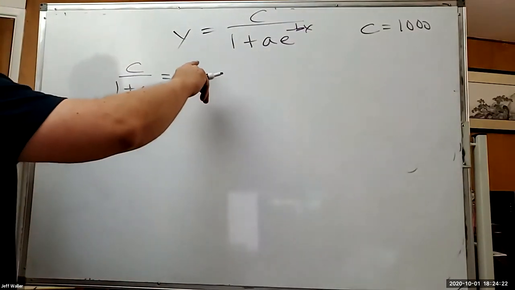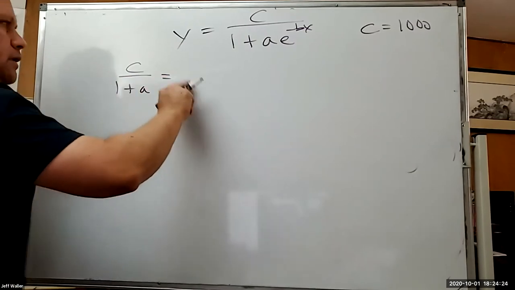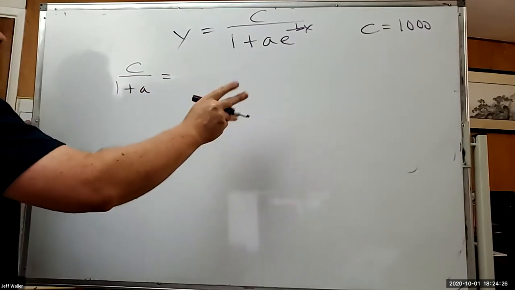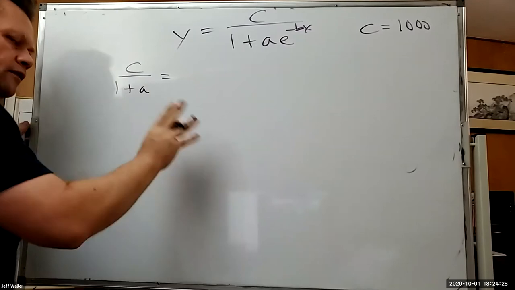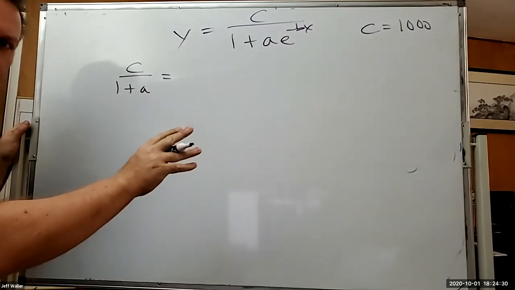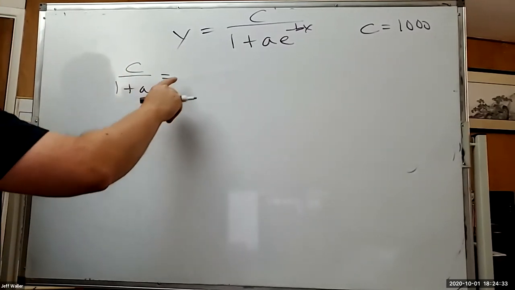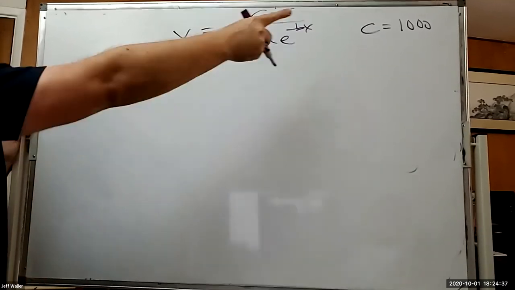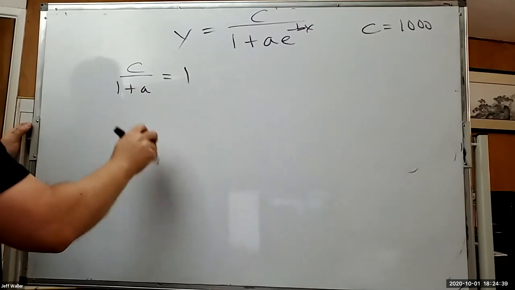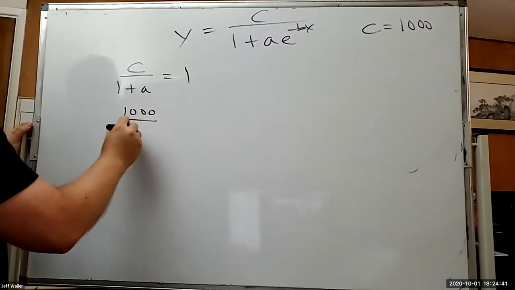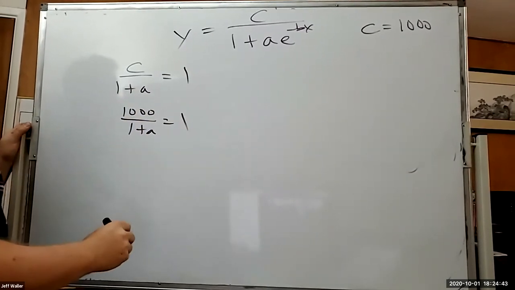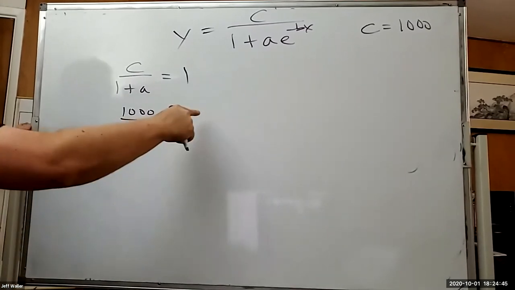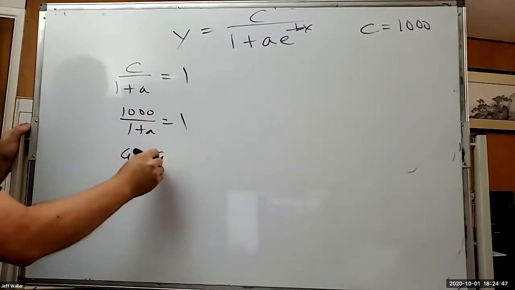Okay. C over 1 plus A, that was the initial amount. By the way, you're not going to have to memorize this stuff. You with me? So don't start trying to pack that in your brain. But of course, initially I had one person. And I know that C is 1,000, so I can solve for A. Right, so if I multiply that up, subtract 1, I get A is 999.